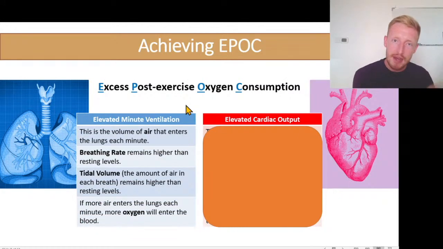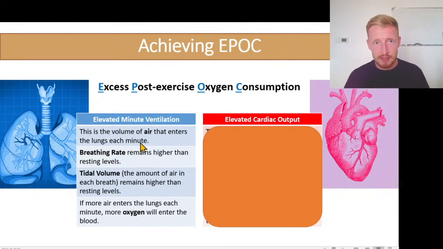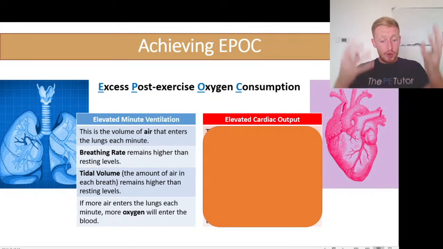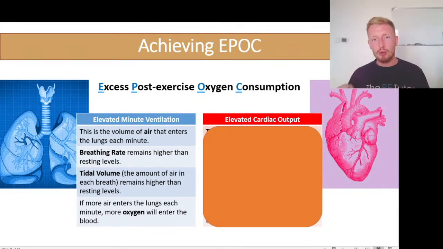We'll look at minute ventilation first of all. So first, minute ventilation is the volume of air that enters the lungs each minute. If it enters, it also exits. Okay, so it's the volume of air that enters the lungs each minute. It's the grand total of opportunity that we have to extract oxygen. It's only from that body of air that we can pull oxygen out from.